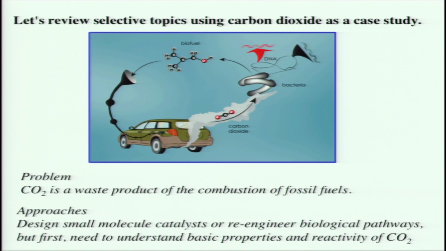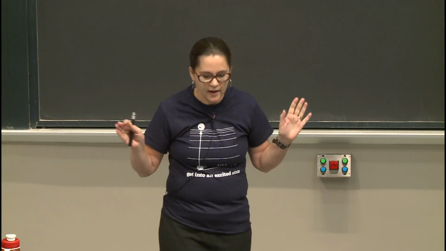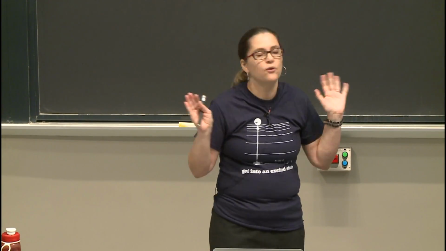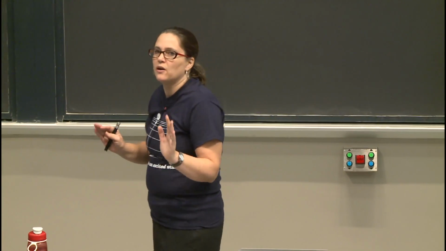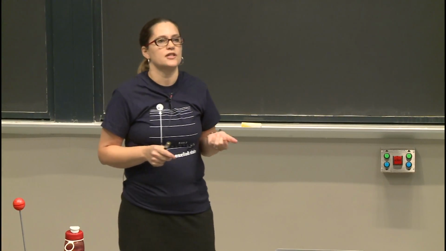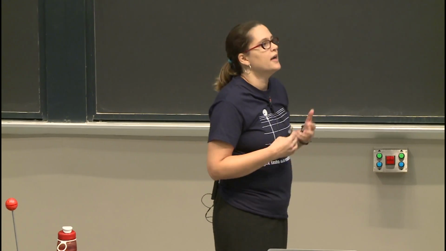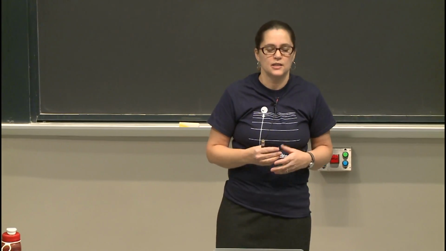But there's really been a lot of energy on looking at how nature does things. A lot of people are interested in thinking about biological pathways that already do this. They already remove CO2 from our environment and fix it, form carbon-carbon bonds, and make it into multi-carbon chains that can be used as biofuels. But before we can go and think about any of these solutions, we need to understand the basic properties of CO2, its reactivity, and more about these pathways.